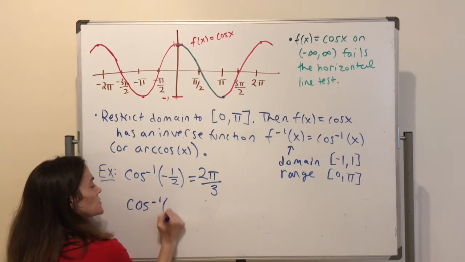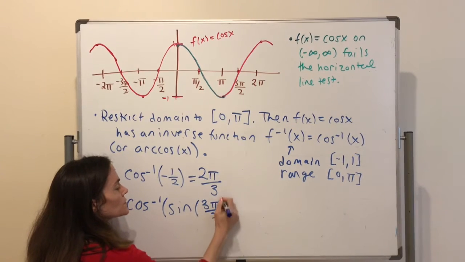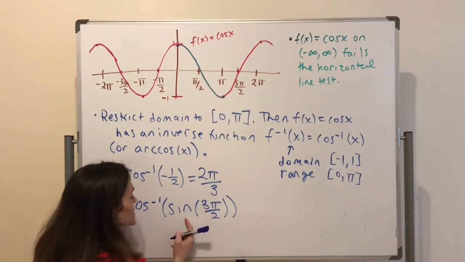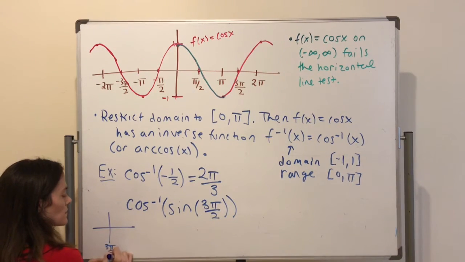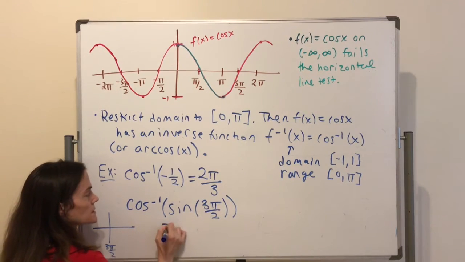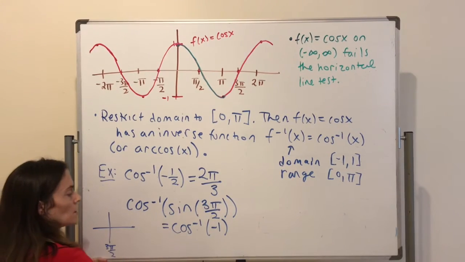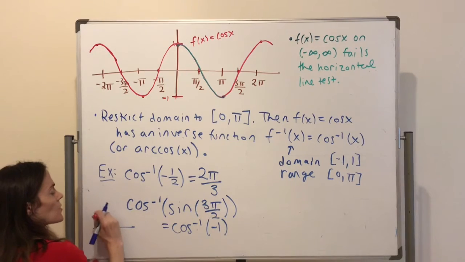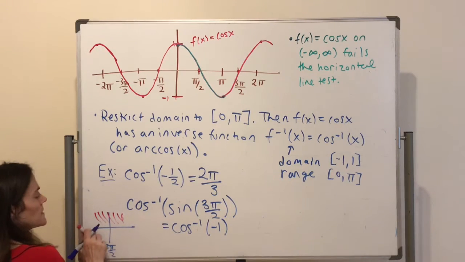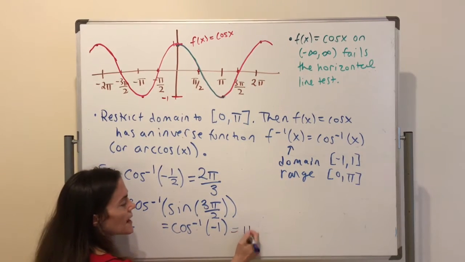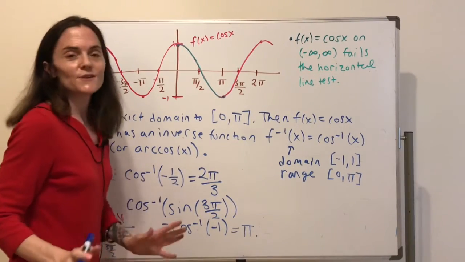One more example. Let's do the cosine inverse of the sine of, let's say, 3 pi/2. Well, first we need to figure out the sine here. 3 pi/2 is here. Sine of 3 pi/2 is -1. And then cosine inverse of -1, we want the angle up here between 0 and pi such that the cosine is -1, and it is out here at pi. So those are just two examples, just using these inverse trig functions.